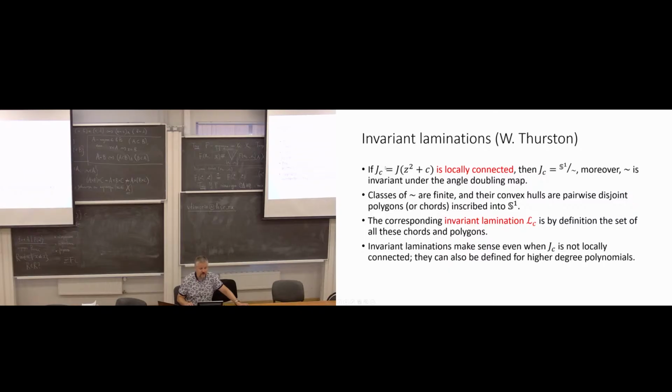It goes as follows. If you know that the Julia set of some map is locally connected, then it can be described. Local connectedness is a topological property which you must know from the basic course of topology.